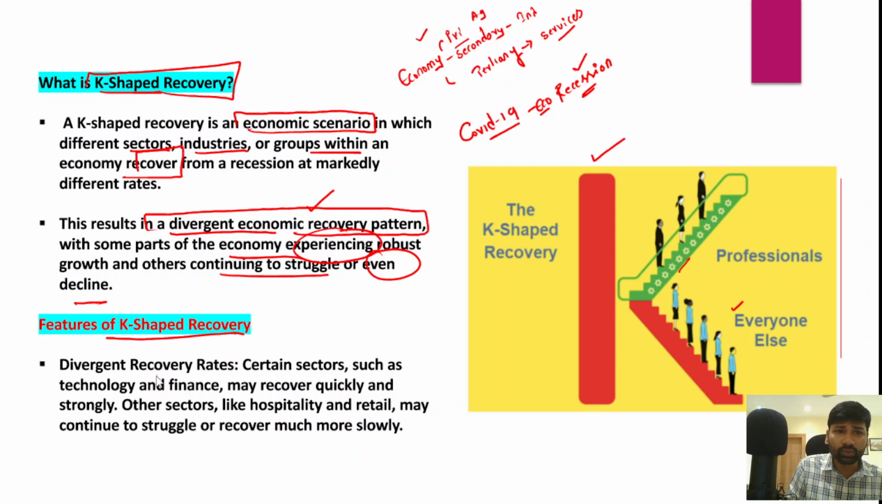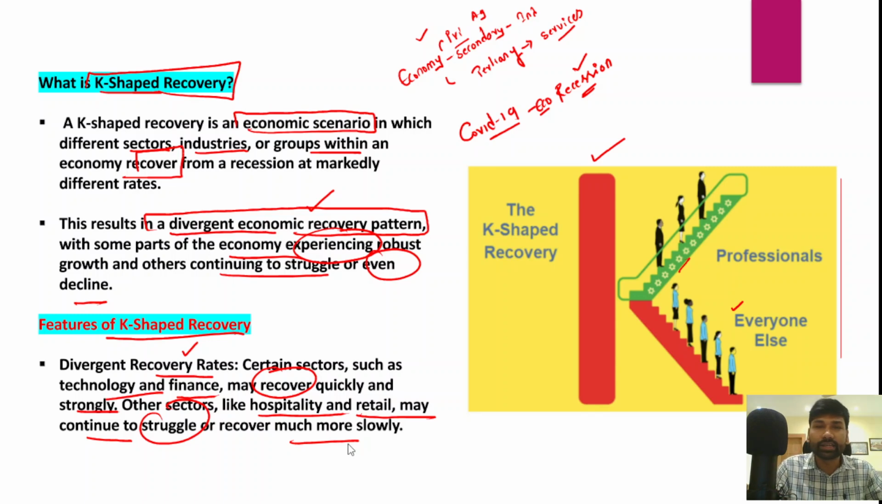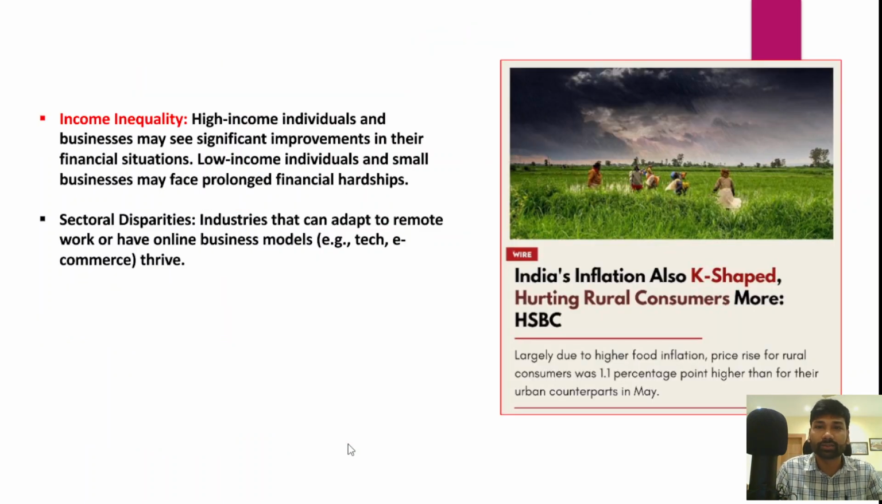Now, when we look into the features of K-shaped economic recovery, as I have already told you, there are divergent recovery rates. There are no uniform recovery rates. There are divergent recovery rates, divergent inflation rates. And certain sectors, certain technologies and finance may recover quickly and strongly, while other sectors like hospitality, retail sector may continue to struggle and recover much more slowly. And that is essentially K-shaped economic recovery.